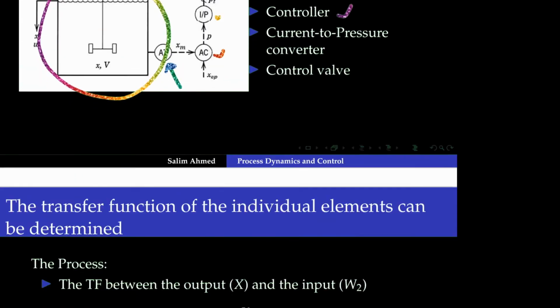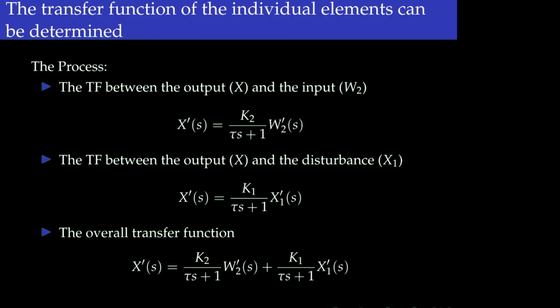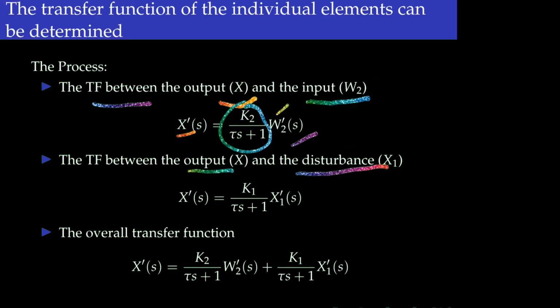Now starting with the process, from our experience with first principle modeling and with system identification, we see that the transfer function between the output, meaning the composition of A in the outlet stream, and the input, meaning the flow rate of the diluent, can be expressed by a simple first order transfer function. So in deviation form, x prime s over w2 prime s is represented by this first order model. In the same way, the transfer function between the output and the disturbance, meaning x1, that's the composition of the inlet stream, can be represented by another first order transfer function.